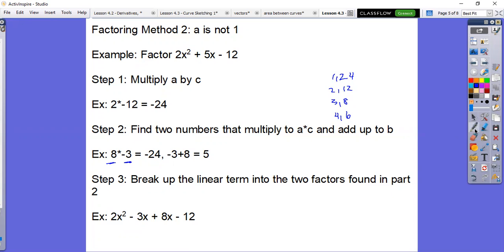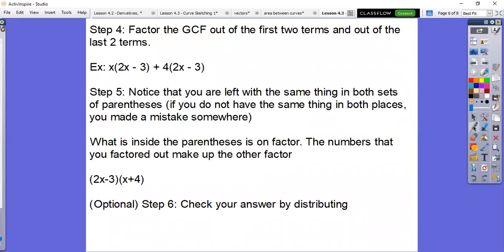But the question that you should be asking is, why is it okay for me to just break this up? Because I don't want to actually change this quantity, right? But if this is 2x squared minus 3x plus 8x, if I were to combine my like terms back together, it would be 2x squared plus 5x minus 12. So I haven't changed anything. I've just changed what it looks like. And the reason that I've changed what it looks like is that if I've done this properly and the quadratic is factorable, then I can factor the greatest common factor out of the first two terms.